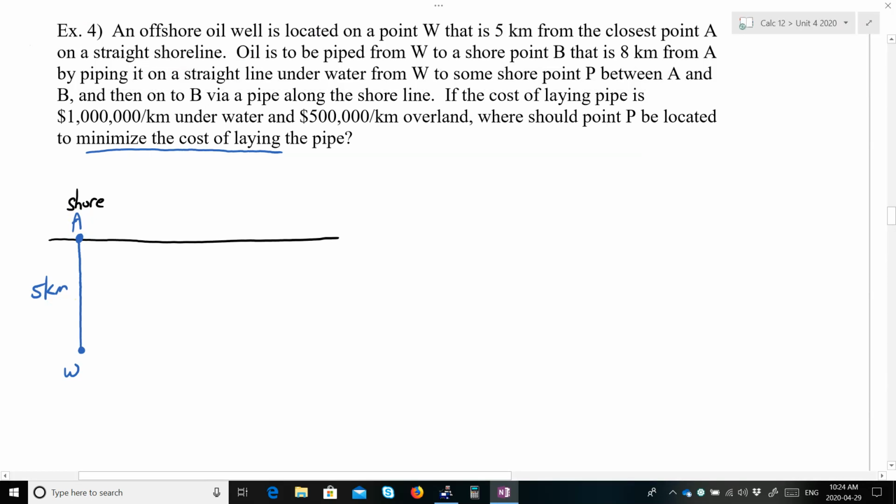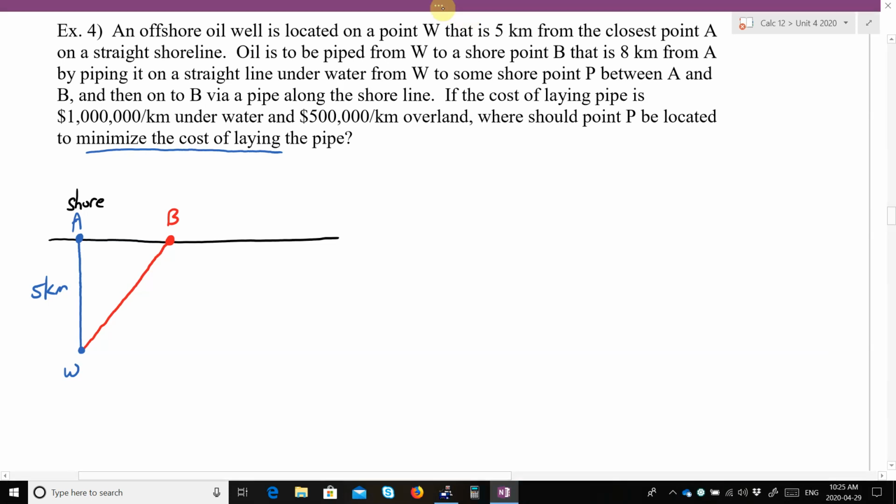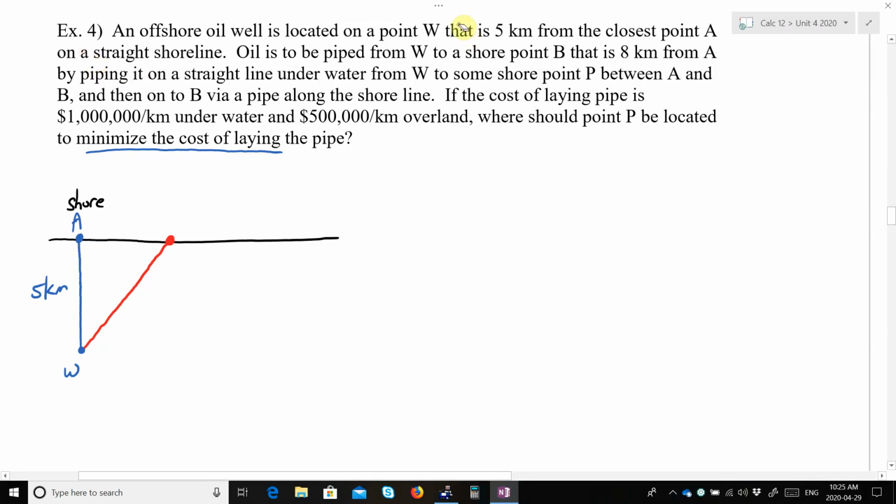And we will make the oil in red. Oil is to be piped from W to a shore point B. This is the oil. B is going to be over here.